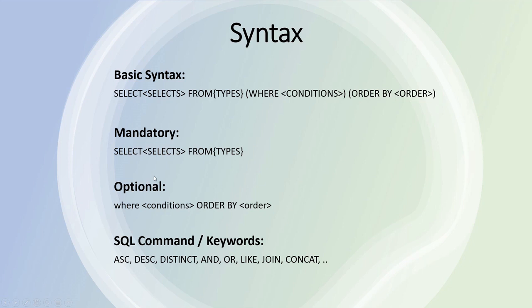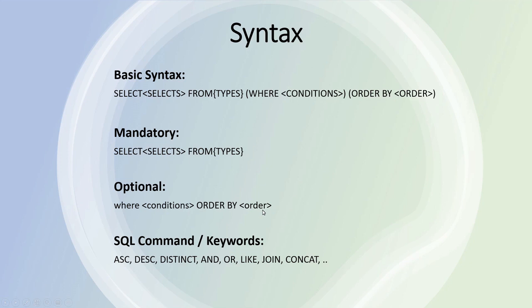Now, the mandatory part in the basic syntax is the select from types, right? So this is the basic part, and it is mandatory. In the optional part, you can provide conditions, like if you want to fetch some specific product details, you can write select star from product where code is equal to some code. In that scenario, we use this where condition. And order by, if you want to sort the result on some basis, in that scenario we use order by.